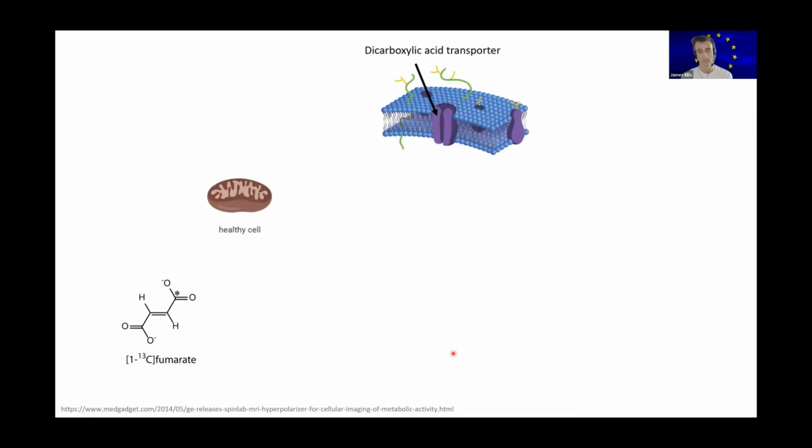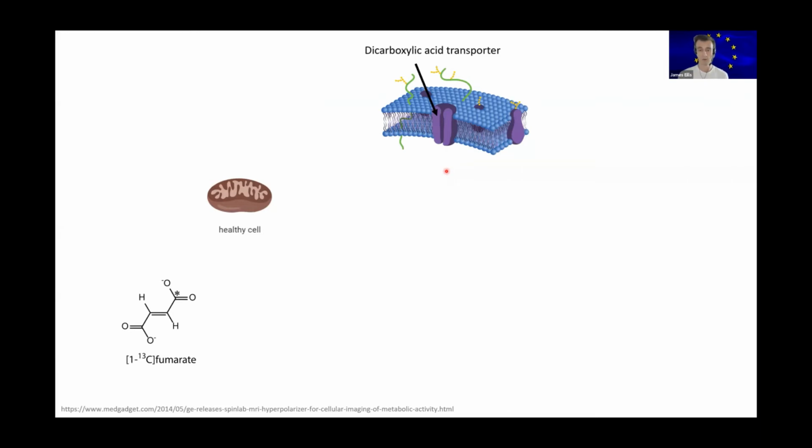So the contrast in these experiments comes from this idea that fumarate does not penetrate healthy cells. So you have a cell membrane, and the fumarate doesn't pass through that very rapidly. It's an extremely slow process. So it has no access to the cell and no access to the enzymes that will metabolize it to malate.